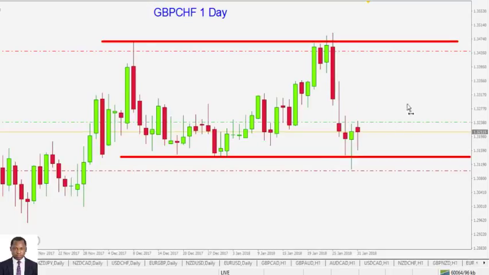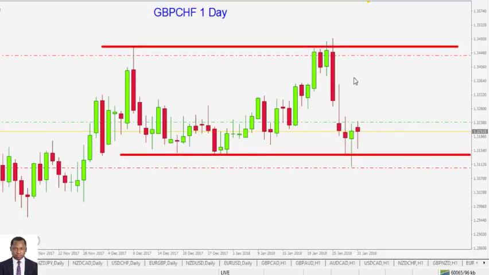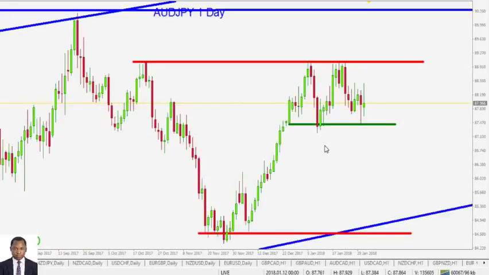All right, that is that for the sterling pounds against the Swiss franc. Nothing much. The trade is still running. Let's look into the next one. The Australian dollar against the Japanese yen. This is the daily time frame.